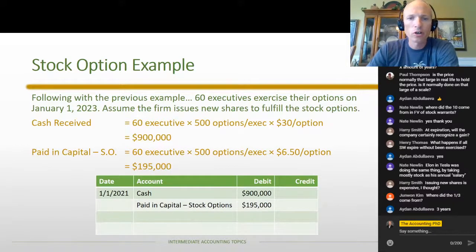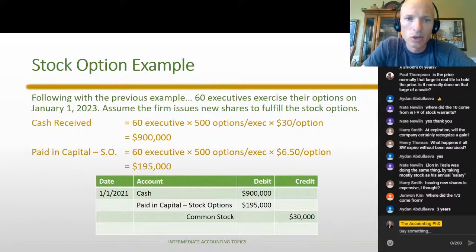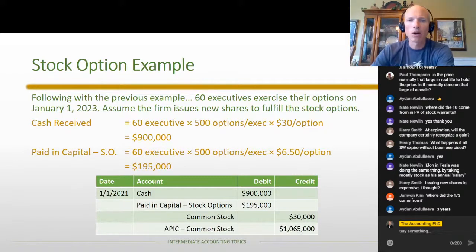And so the first part of that journal entry then is the cash that the company is going to receive. We're taking the paid-in capital stock option off of our books, $195,000. And of course, we're told that we're going to issue new shares. And so the common stock account is going to be the number of shares times the par value. So, 60 executives times 500 options means that they're each going to get 500 shares, and so it's 30,000 shares. The par value of the common stock is $1 per share, so we're going to record a $30,000 credit to common stock. Any amount above that goes into APIC common stock, and again, that APIC common stock ends up being a plug in this journal entry.